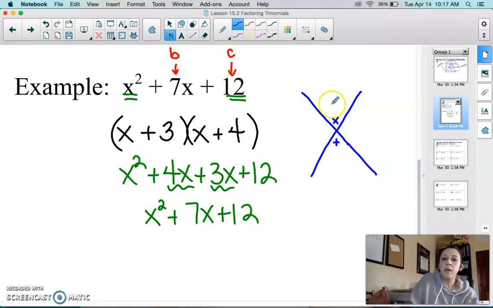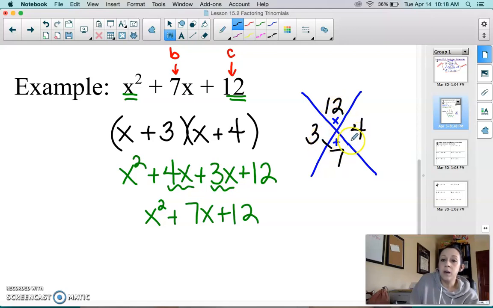I want them to multiply to the 12. It's always multiply to the third number. And I want them to add up to the middle number, which is a 7, okay? And so you have to pick two numbers that fit in this puzzle. Two numbers that multiply to 12 but add to 7. So look, 3 times 4 is 12, and 3 plus 4 is 7.